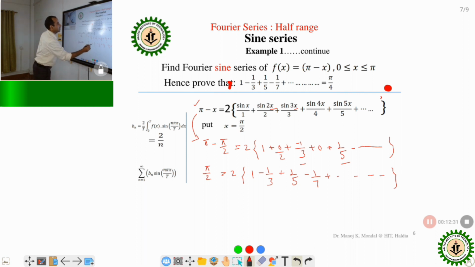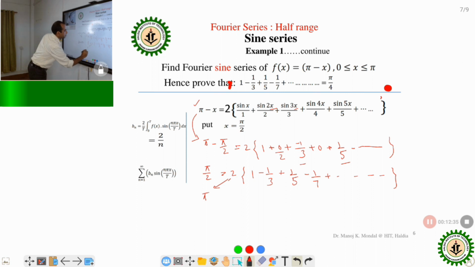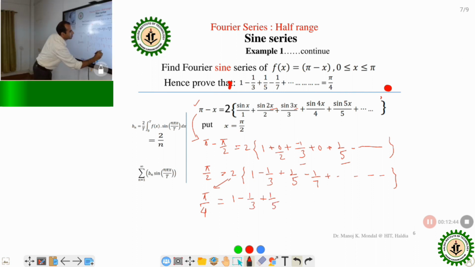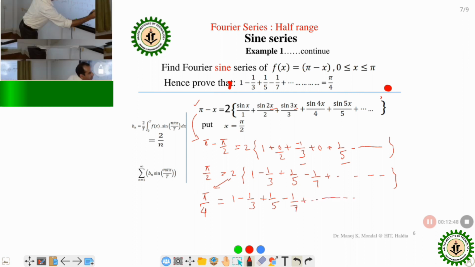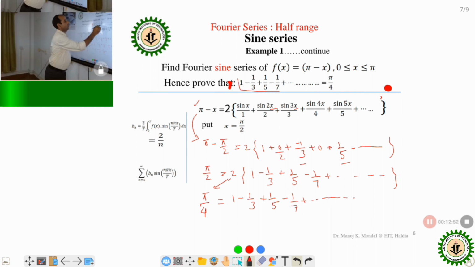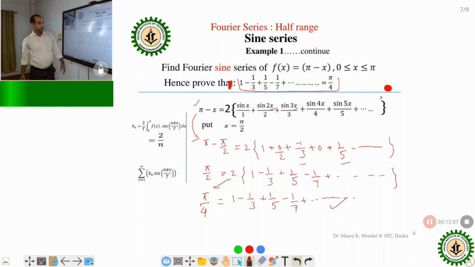So if we take this 2 on this side, that means we get pi by 4 equal to 1 minus 1 by 3 plus 1 by 5 minus 1 by 7 plus and so on. So this will be the required result. That means we can easily do this portion here. Hence, this is the first problem.